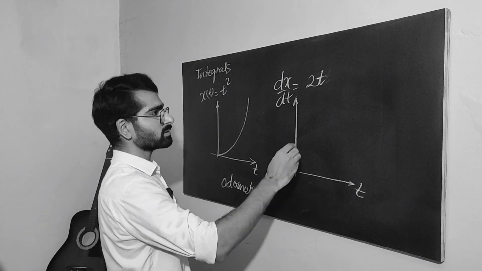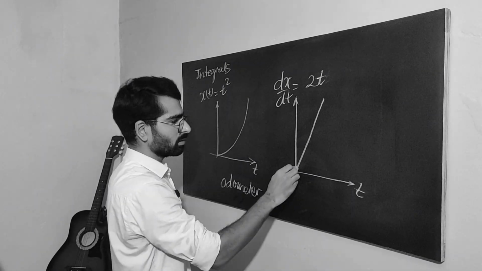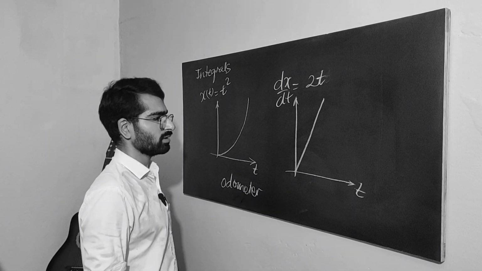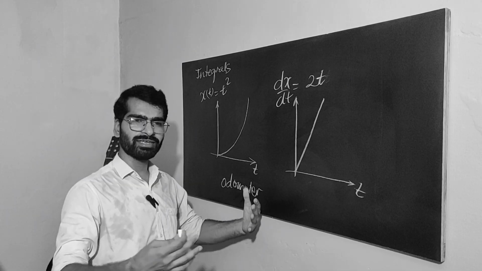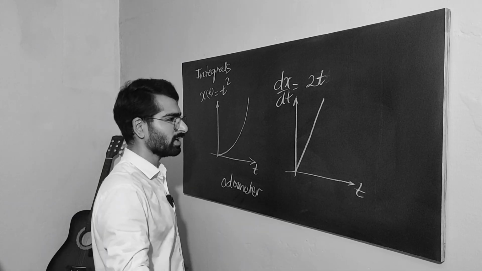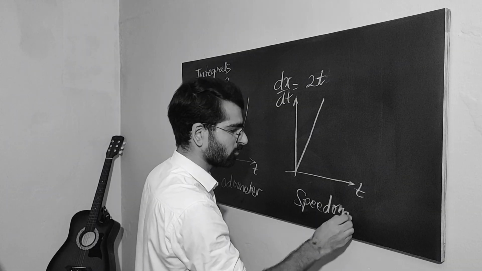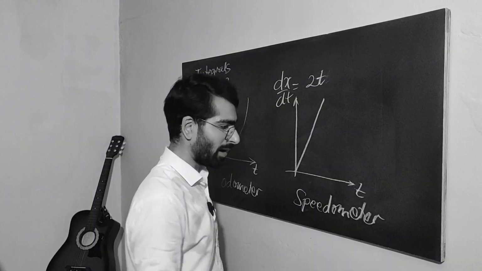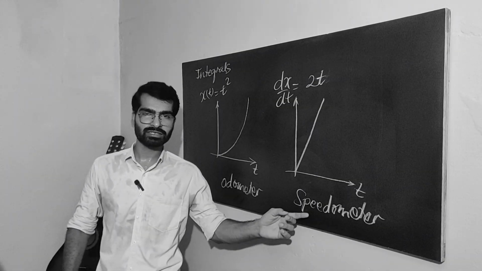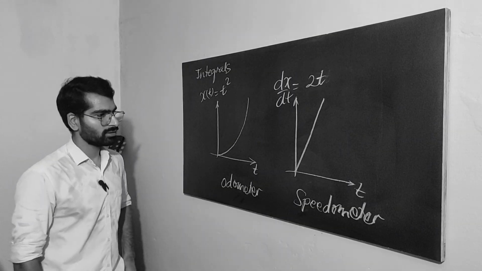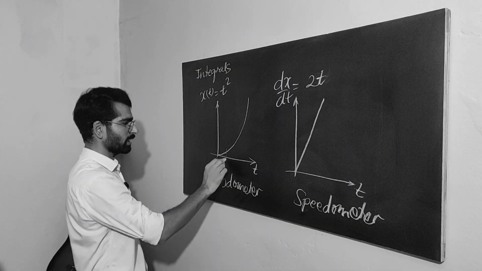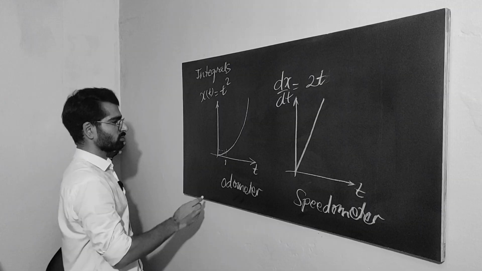And that's 2t, that's going to be a straight line, and it tells you the speeds, right? And this is actually what the speedometer in your car is going to tell you. The speedometer. At any moment I want to know how fast I am moving on my bike, I always look at the speedometer, right?